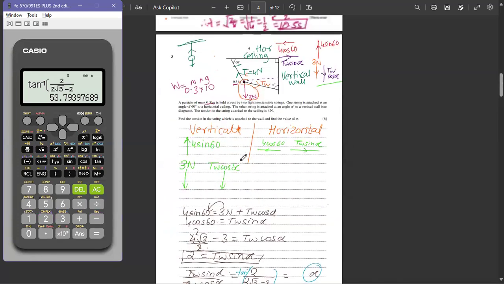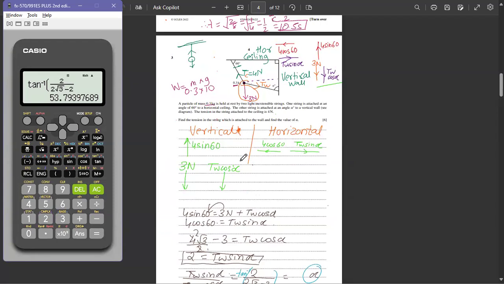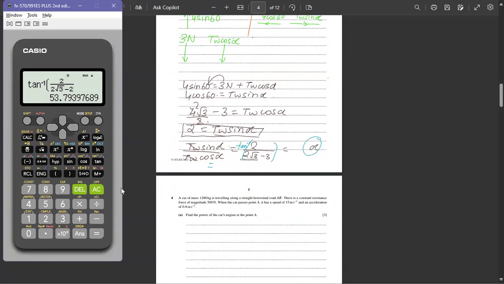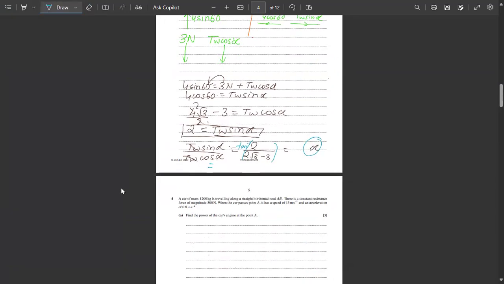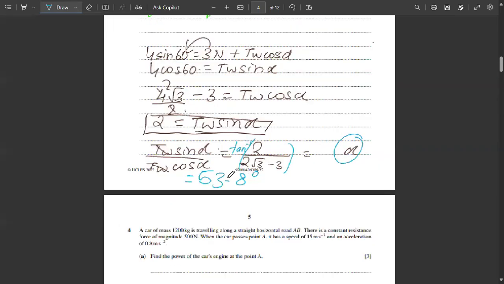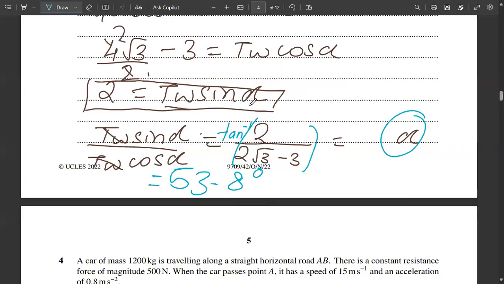First we'll need to check if they are asking us in radians or degrees. They haven't mentioned it, so we can go ahead and simply write 53.79, which is 53.8 degrees. And now that we know it is 53.8, we can input the value in here or here, it does not matter. And we can find the value for TW.